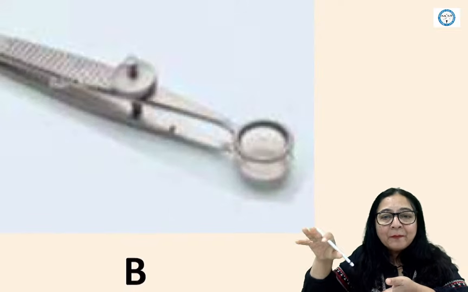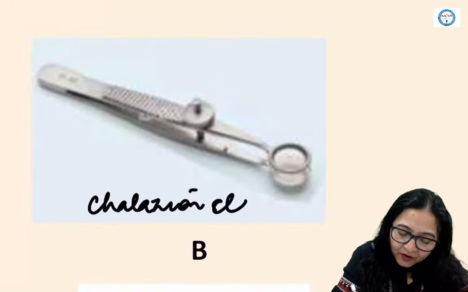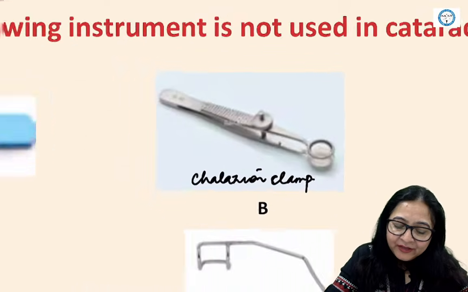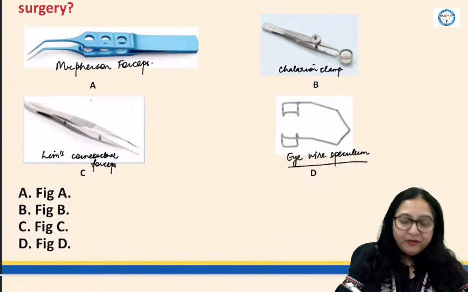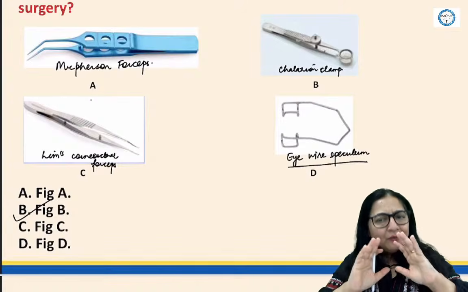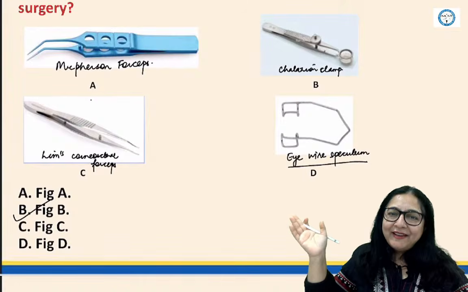So it's a clamp. This is a Chalazion clamp. Obviously, a Chalazion clamp is not used in cataract surgery. It is used for incision and curettage of the Chalazion. So B is your answer, as you are already telling. Be confident, don't have any doubt. That is the right answer, bache.